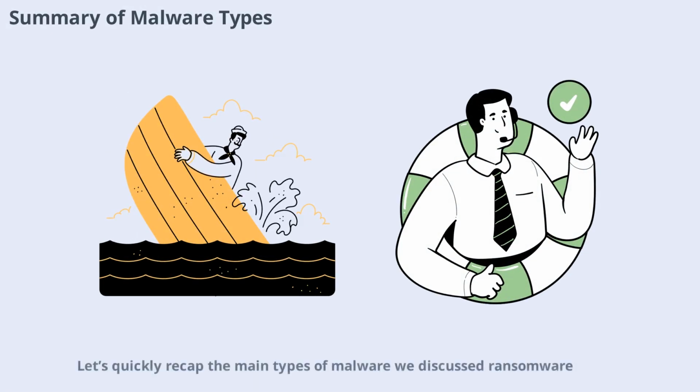Let's quickly recap the main types of malware we discussed: ransomware, fileless malware, spyware, adware, trojans, worms, rootkits, keyloggers, bots, and mobile malware. Each has its own way of attacking, but all can be dangerous if you're not careful. Remember, awareness is your best defense.